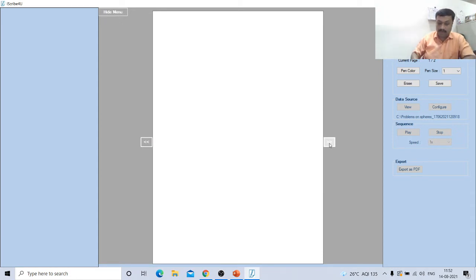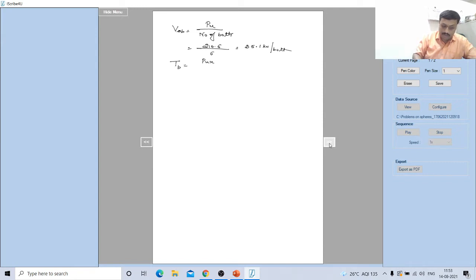So Vsb, you have to calculate Vsb, it is nothing but direct shear force. So the factored shear force Vsb is equal to Puy divided by the number of bolts. So Puy is 210.6, and with 6 bolts, it will be 35.1 kilonewton per bolt, correct. So Tb will be equal to Pux divided by the number of bolts. So it is 280 divided by 6, so it is 46.66 kilonewton per bolt.